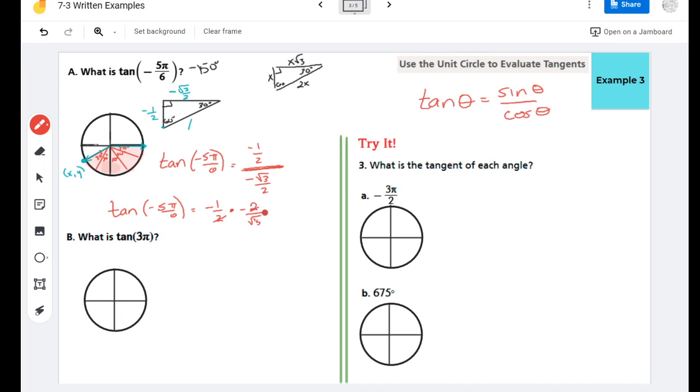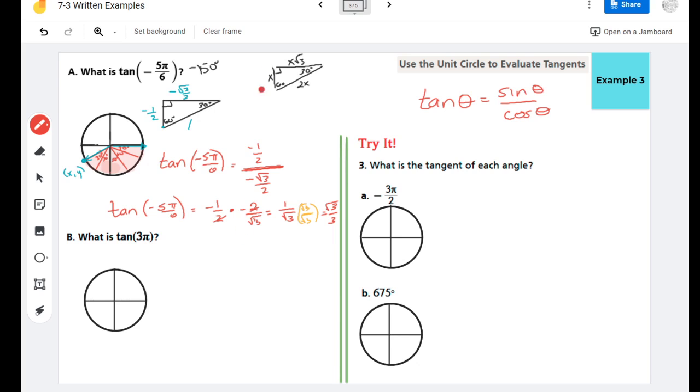So you can see here my 2's cancel out and my negatives will cancel. So I have 1 over root 3, which is kind of yucky, right? We don't like a radical in the bottom. So I'm going to multiply this by the number 1 to get that radical out of the denominator, and we should be good with our final value. So I'm multiplying by root 3 over root 3 because that equals 1.